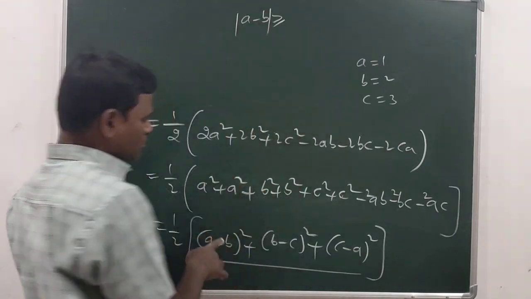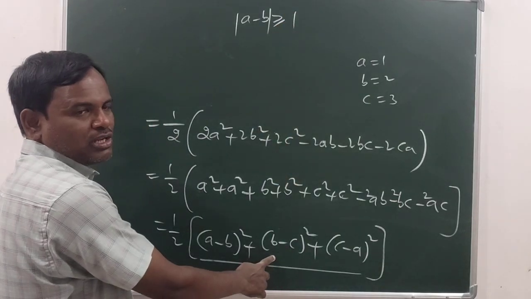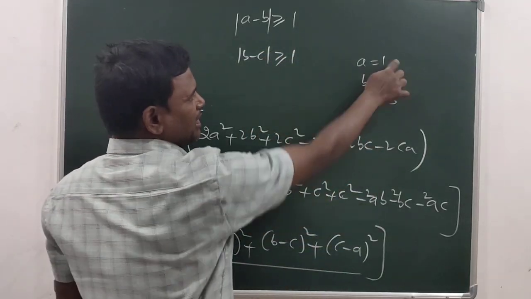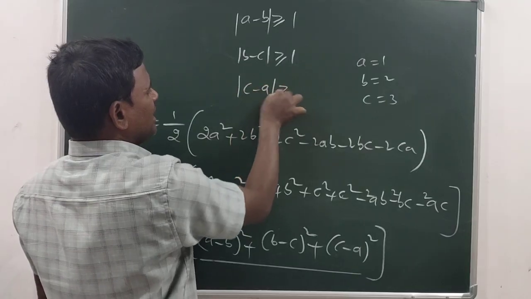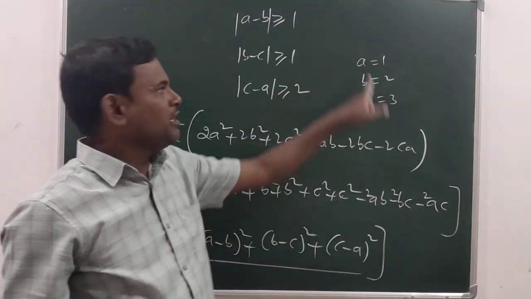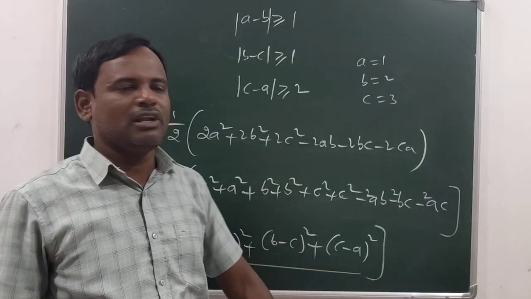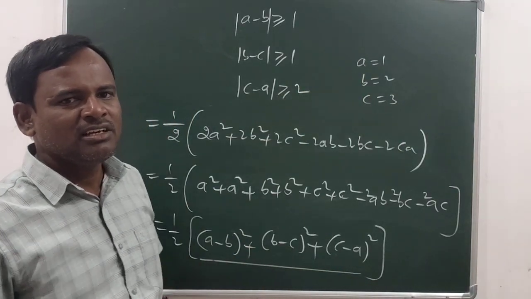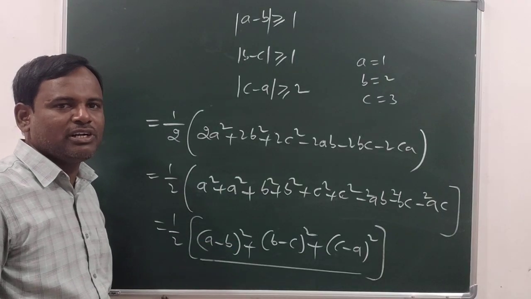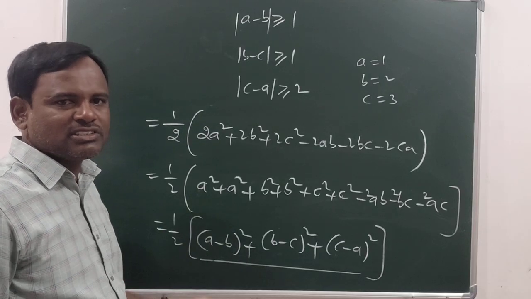Because whole square is there, it is always positive. a minus b whole square is always greater than or equal to 1. So these two, b minus c, greater than or equal to 1. What about the last one, c minus a? So c minus a is greater than or equal to 2. These are the minimum values. Actually, a, b, c you can assign any 3 distinct integers, but to get the minimum value, you had better assign a, b, c as consecutive integers. In such case only this expression will be minimum, because we have to determine the minimum value of that set.